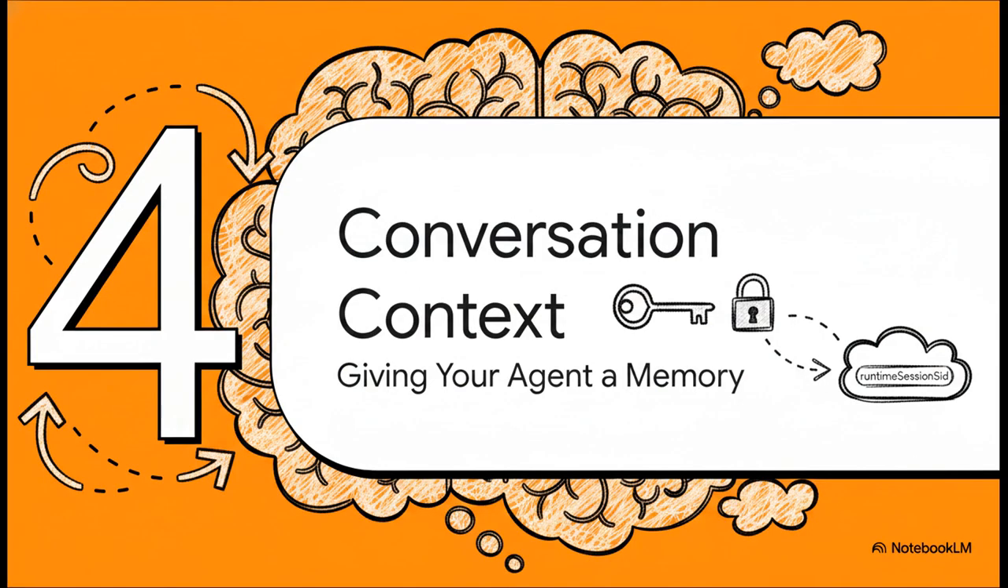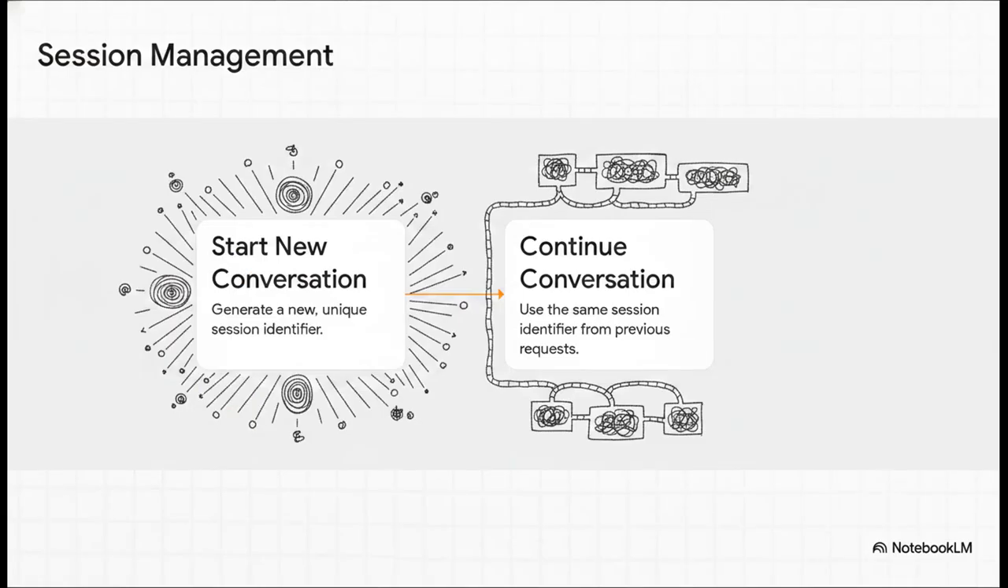Okay, Section 4. Let's talk about conversation context. Remember that runtime session ID I said was so important? Well, now we're going to see exactly why. This simple little parameter is the key to unlocking one of the most powerful features of any agent, giving it a memory. And the logic here is just beautifully simple.